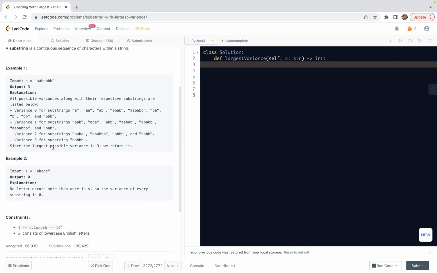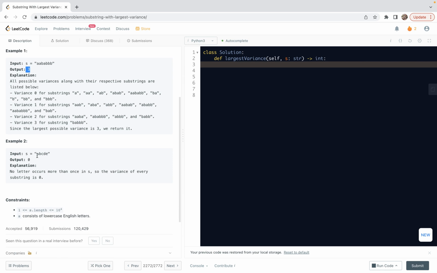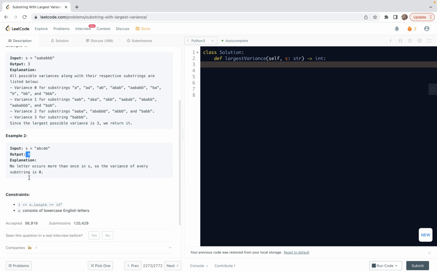Here we have two examples. In the first example, let's look at this string. We have 4 B's and 1 A. So 4 minus 1 is 3, which is also the output for this example. For the second example, there are 5 unique characters in the string S. If we use one minus the other, the occurrences are all ones, so the output is 0. You can even consider the same character, AA, which also yields 0. So this example 2 actually is very special.